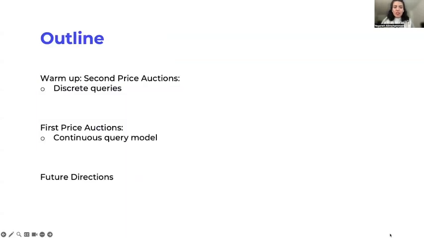In the rest of the talk, I will start with a warm-up example showing you how second price auction is not AIC. And then I go to an overview of how first price auction is not AIC, and then conclude with future questions.